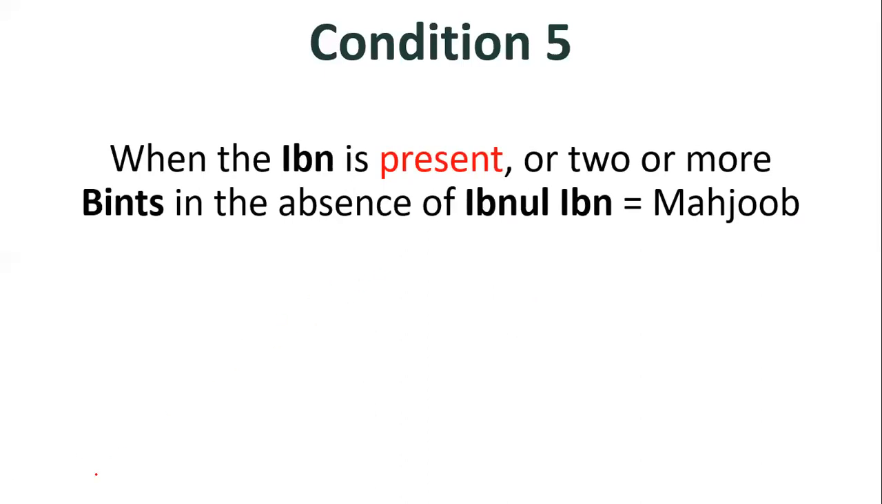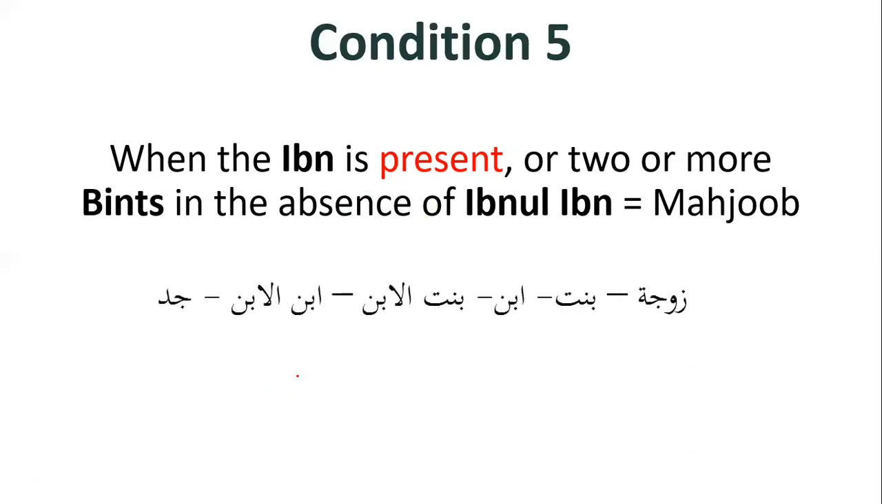Over here we have another example for condition number 5. When the Ibn is present or 2 or more bints in the absence of Ibn al-Ibn. So again over here we can see that the Ibn is present. Therefore, the Bintul Ibn will be mahjub. Over here we can also see that the Ibn al-Ibn is present here. But condition number 5 will override condition number 4 over here. The Ibn is present, therefore the Bintul Ibn is mahjub.